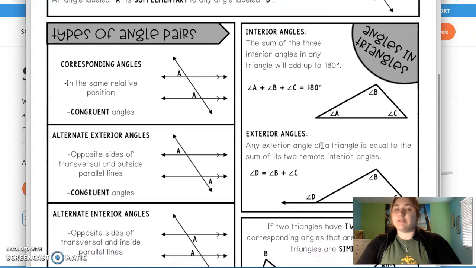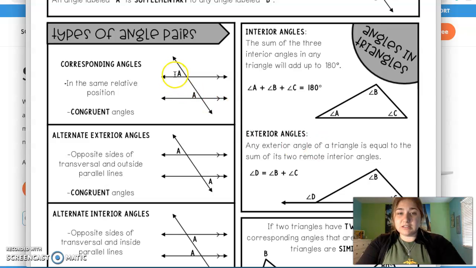Now let's look at the types of angle pairs. So we have corresponding angles, which means that they are on the same side of the transversal, just on each of the lines. So they're in the same relative position and they are congruent angles, which means that they are the same. So A and A, 60 degrees.